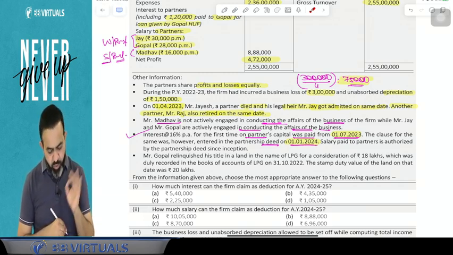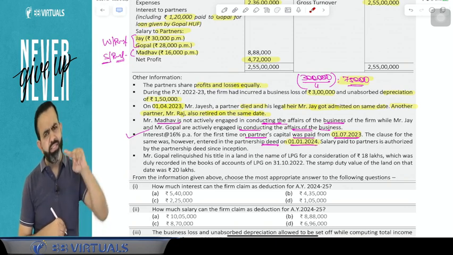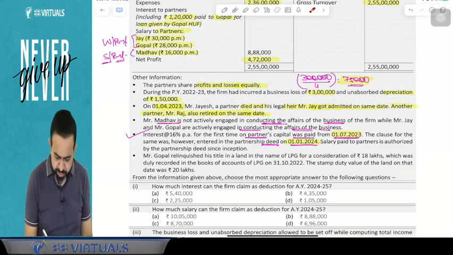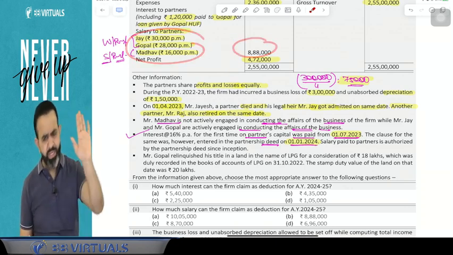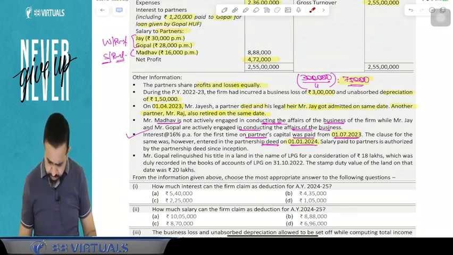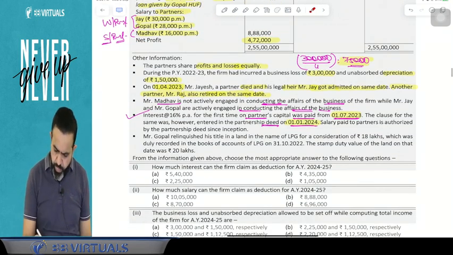Salary paid to partners is authorized by the partnership deed since the inception. So whatever salary is given to the partner, this is authorized by the partnership deed. There is no issue in this salary. Now next part. Mr.